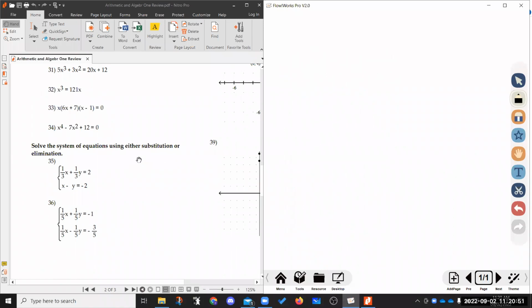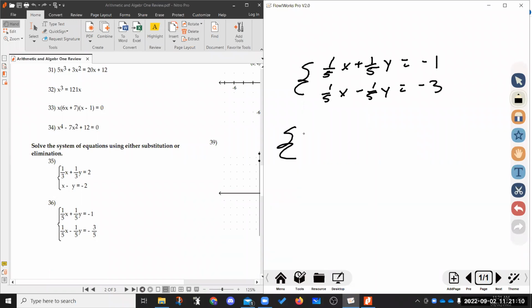Now we have 1/5 x plus 1/5 y is equal to -1, and 1/5 x minus 1/5 y is equal to -3. Again, I'm going to get rid of the fifths. x plus y equals -5. x minus y is equal to -15.